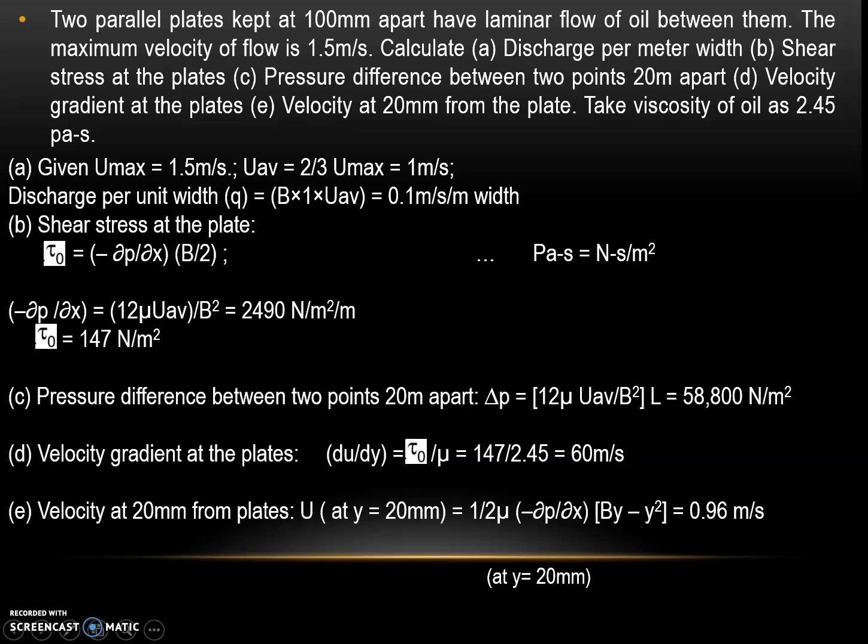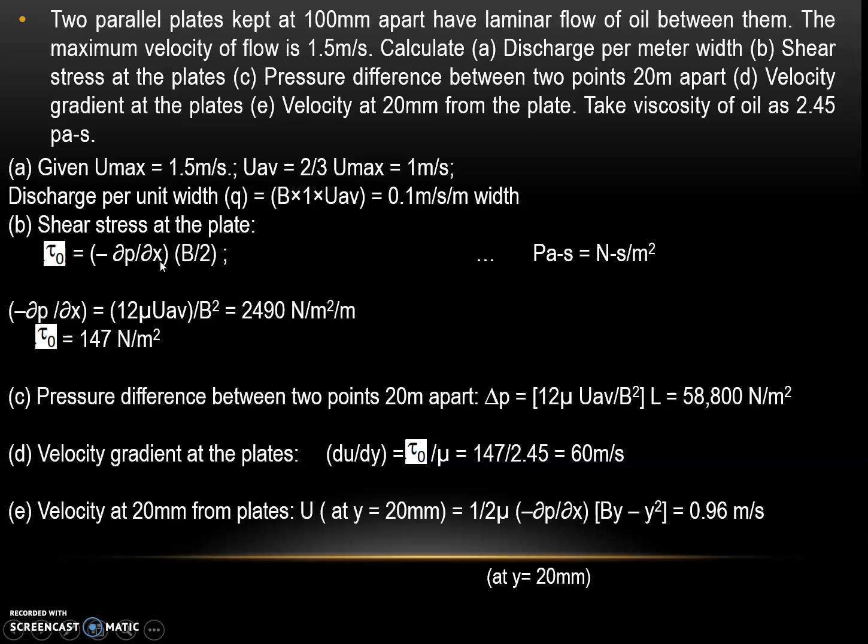The given data are u max is equal to 1.5 meter per second. u av is 2/3 of u max. So 2/3 of 1.5 will be 1 meter per second. Discharge per unit width Q is equal to B into 1 into u average, which is equal to 0.1 meter cube per second per meter width.